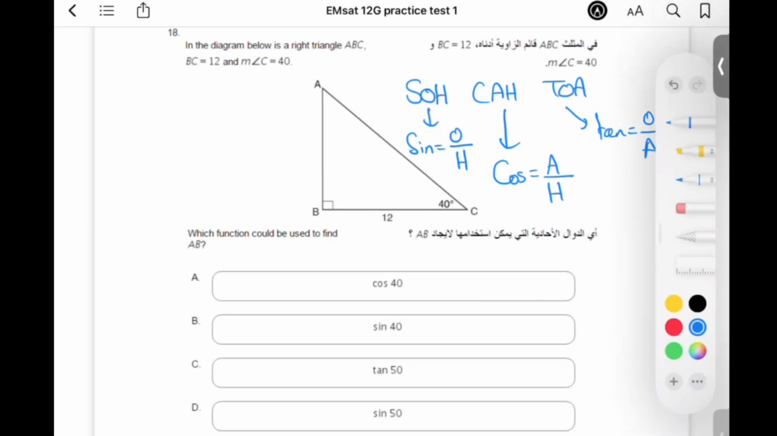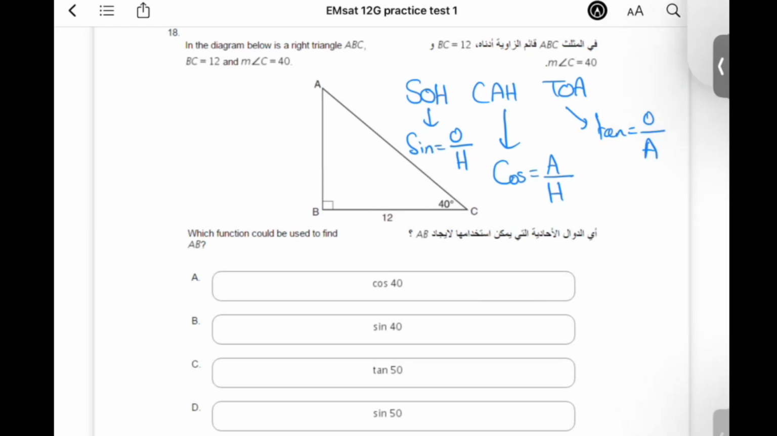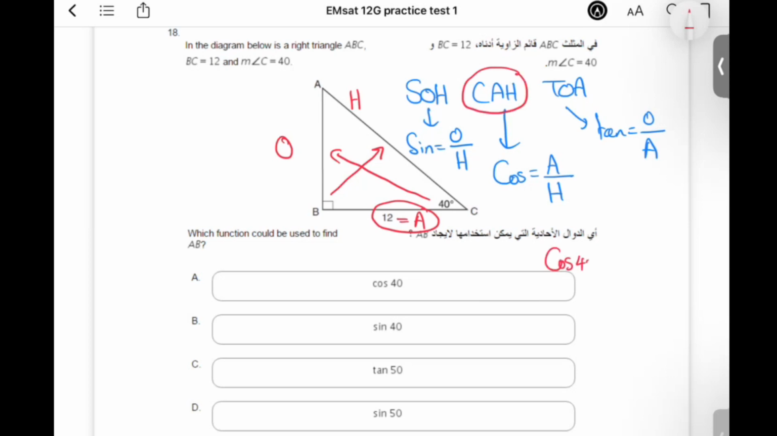I'm gonna use a different color. Let me go to red color. Always the 90, look at H. Always the angle, look at O. Thus what is left for us? A. Now I can tell I have an A in the question. Thus it should remind me of this one.